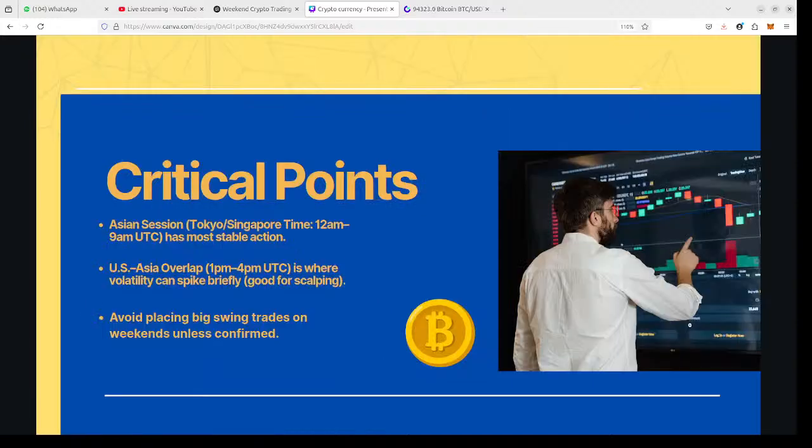One of the things you also need to know as a critical trader is that you need to understand sessions. On weekends we trade based on Tokyo and Singapore. Their session normally starts from 12 a.m. to 9 a.m. UTC, and has the most stable action, especially on weekends. So this strategy applies on weekends. We have other strategies that work especially on weekdays, so you need to know which strategy you are using. We also have the US and Asia overlap, which happens from 1 p.m. to 4 p.m. UTC, where volatility can spike briefly and is good for scalping.